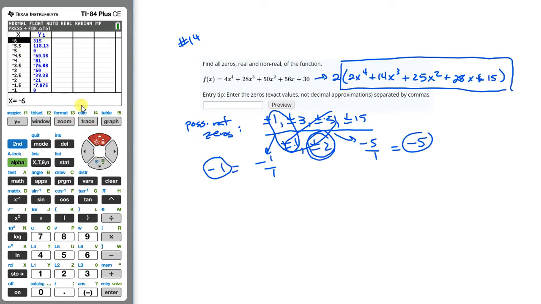Okay, I see my 0 at negative 5. The very last choice would be 15/2, which would be 7.5. And I don't see that as a 0, so I know I'm done looking. So there's no more rational zeros. There's just these two, negative 1 and negative 5. Okay, so let's clear some space here.